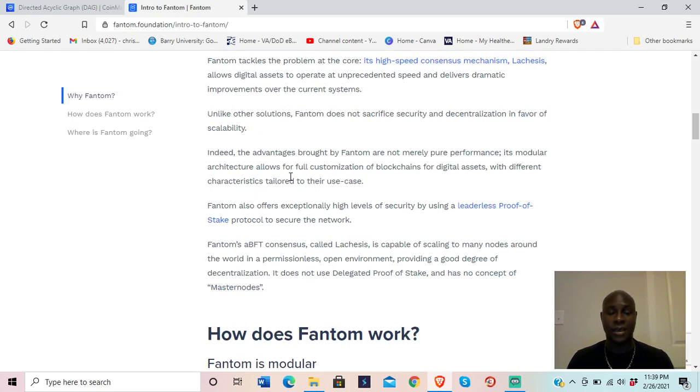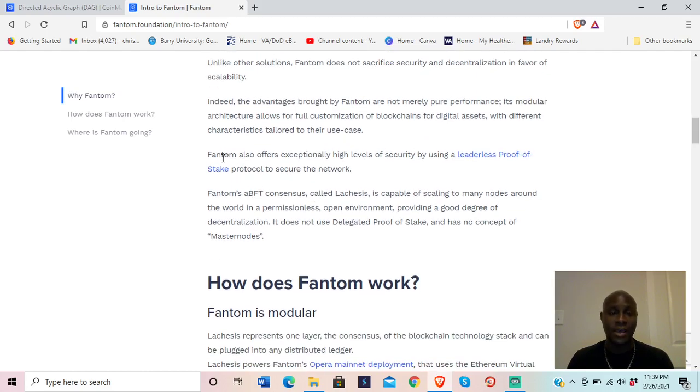Its modular architecture allows for full customization of blockchains for digital assets with different characteristics tailored to their use case. Fantom also offers exceptionally high levels of security by using a leaderless proof-of-stake protocol to secure the network. Fantom's ABFT, called Lachesis, is capable of scaling to many nodes around the world in a permissionless open environment, providing a good degree of decentralization. It does not use delegated proof of stake and has no concept of master nodes.